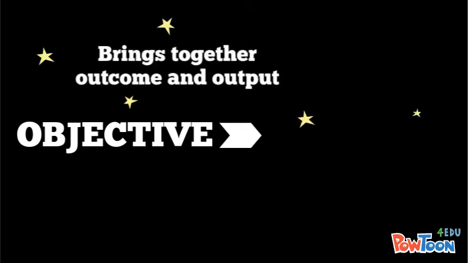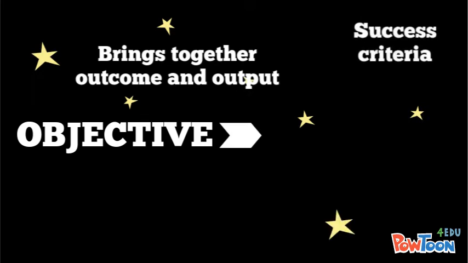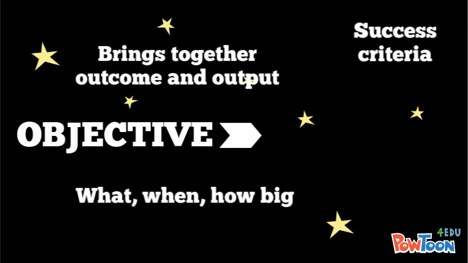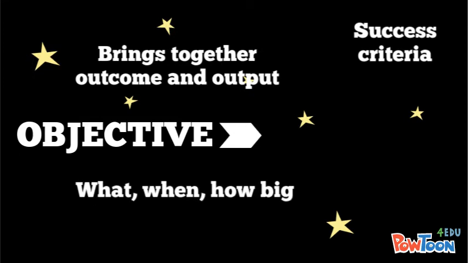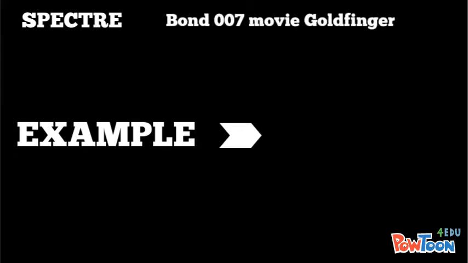Firstly, the objective. This is a short written section which brings together the intended outcome and output, and sometimes could include the success criteria as well. The objective brings together answers to 3 big questions: the what, the when, and the how big, and it also commonly answers the why. So let's pretend we are Spectra, the villainous organisation in the Bond movies.